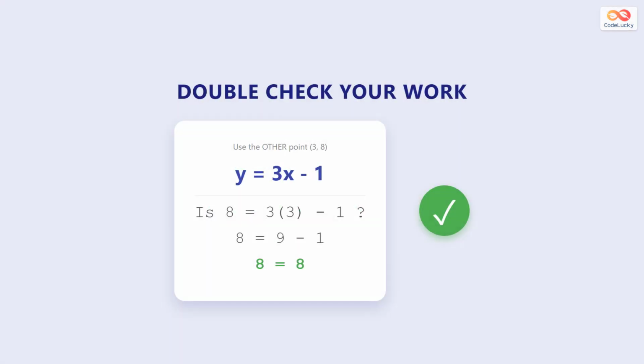It is always a good idea to check your work. Let's test the second point, (3, 8), which we did not use in the calculation. If we plug in 3 for x, does y equal 8? 3 times 3 is 9, minus 1 is 8. It works. Our equation is correct.